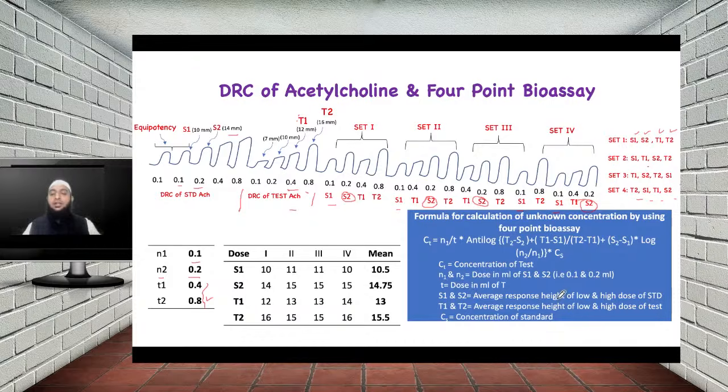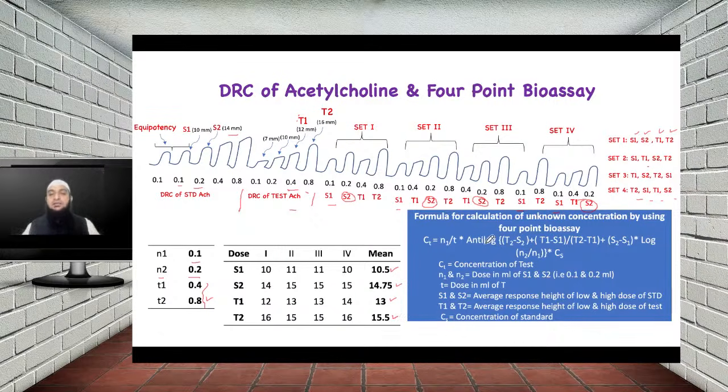S1 and S2 indicate the average response height of the low and high dose of the standard. So S1 indicates the low dose of the standard, that is 10.5, and 14.75 is the high dose of the standard, indicated by S2. What do T1 and T2 indicate? They are the average response height of the low and high dose of the test. For the low dose of the test, the average height you are getting is 13 mm, and for the high dose of the test, the average height is 15.5 mm.